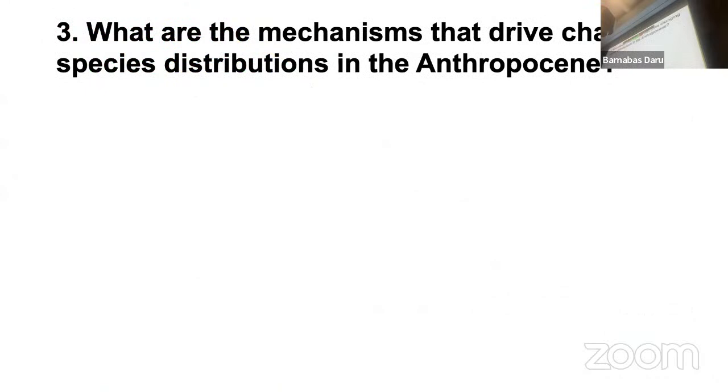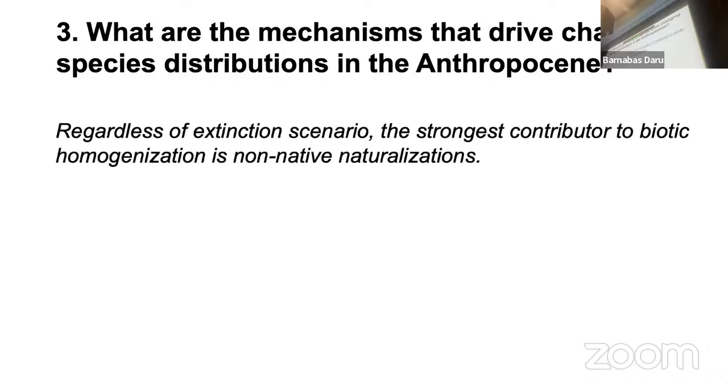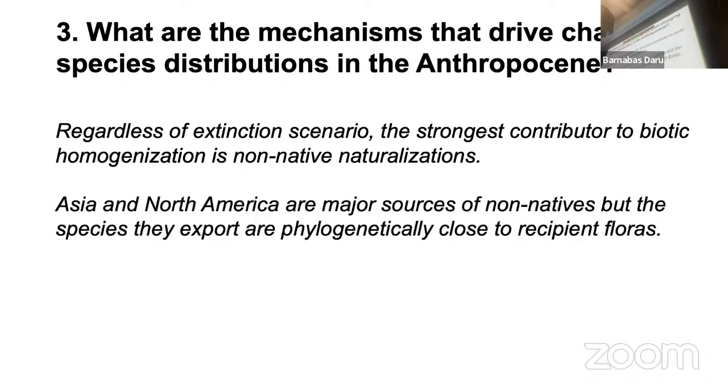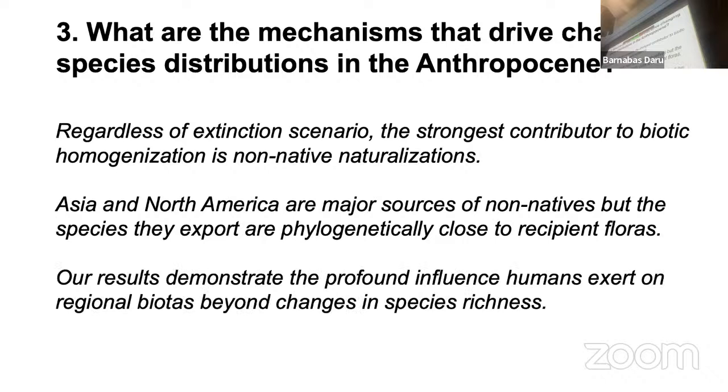So going back to the initial question, in terms of what are the mechanisms that drive changing distributions in the Anthropocene, we've shown that regardless of the extinction scenario, the strongest contributors to biotic homogenization result from non-native naturalizations. And Asia and North America are the major sources of non-native species, but the species that they export tend to be phylogenetically close to the recipient floras. And so these results demonstrate the profound influence that humans exert on regional biotas beyond changes in species richness.